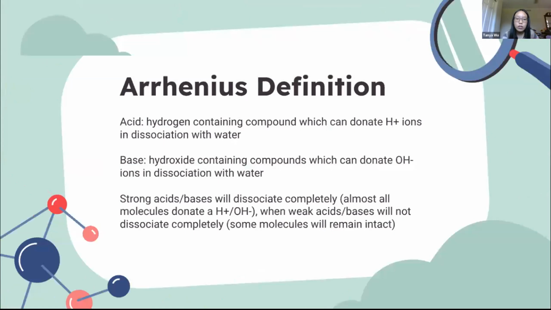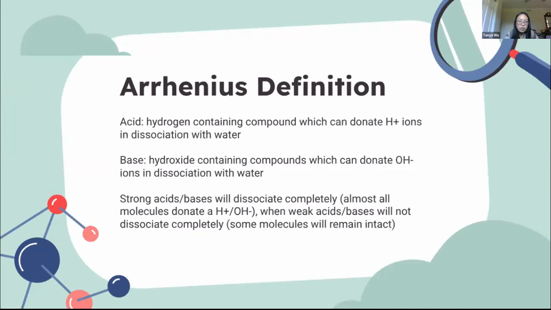The Arrhenius definition is the most selective and most basic, I guess. An acid is a hydrogen-containing compound that can donate hydrogen ions in dissociation with water. So when it goes into the water, the ions will separate and it will have more positive hydrogens. A base is a hydroxide-containing compound which donates OH minus in dissociation with water, and OH minus is hydroxide.